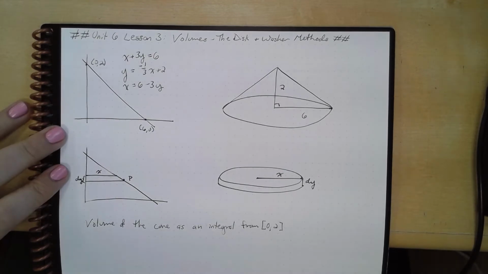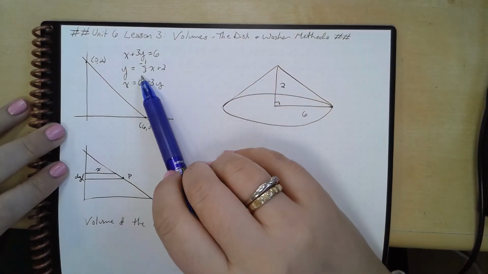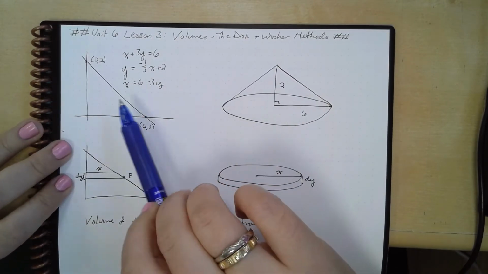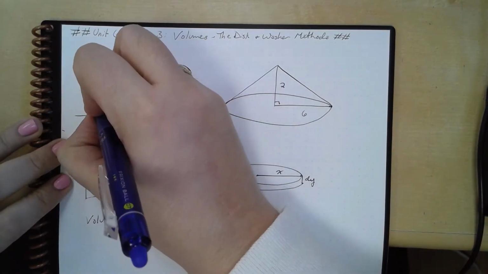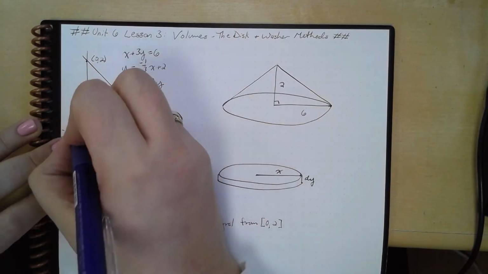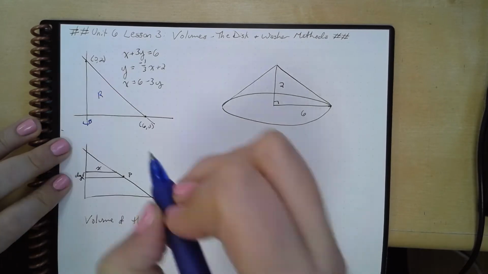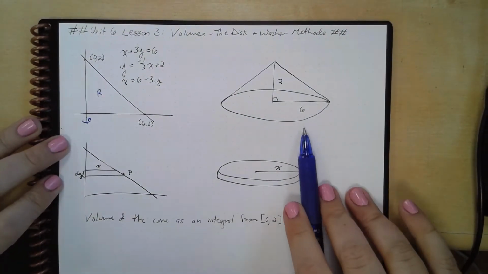So here we have the equation x plus 3y equals 6, or y equals negative 1/3 x plus 2, x equals 6 minus 3y, and we've graphed this here. And so you can see we've got this big space, and I'm going to call that r. And if we rotated r here around the y-axis, I'm going to just draw a little arrow to indicate that that's rotating. If we rotate that around, you can see that we're going to end up with a cone.